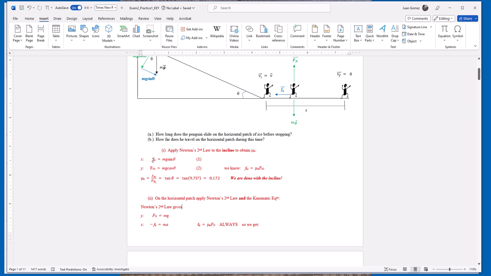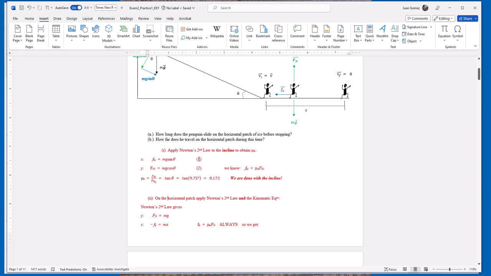So on the left-hand side, I get Fki divided by Fni. Well, I know that's my coefficient. I know that's mu k. Well, on the right-hand side, I have mg sine theta divided by mg cosine theta. Well, the mg's cancel. That's a very common technique. That's why I wrote them in this order.